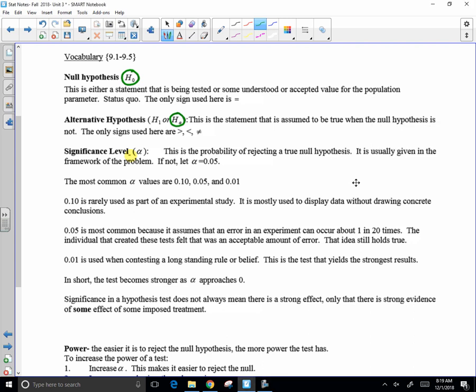Anyway, the null hypothesis by definition is a statement being tested. Also, some kind of preconceived notion, possibly, but we tend to think of it as the status quo. The long-standing belief, what is already in place, the common conception that people have of a situation.